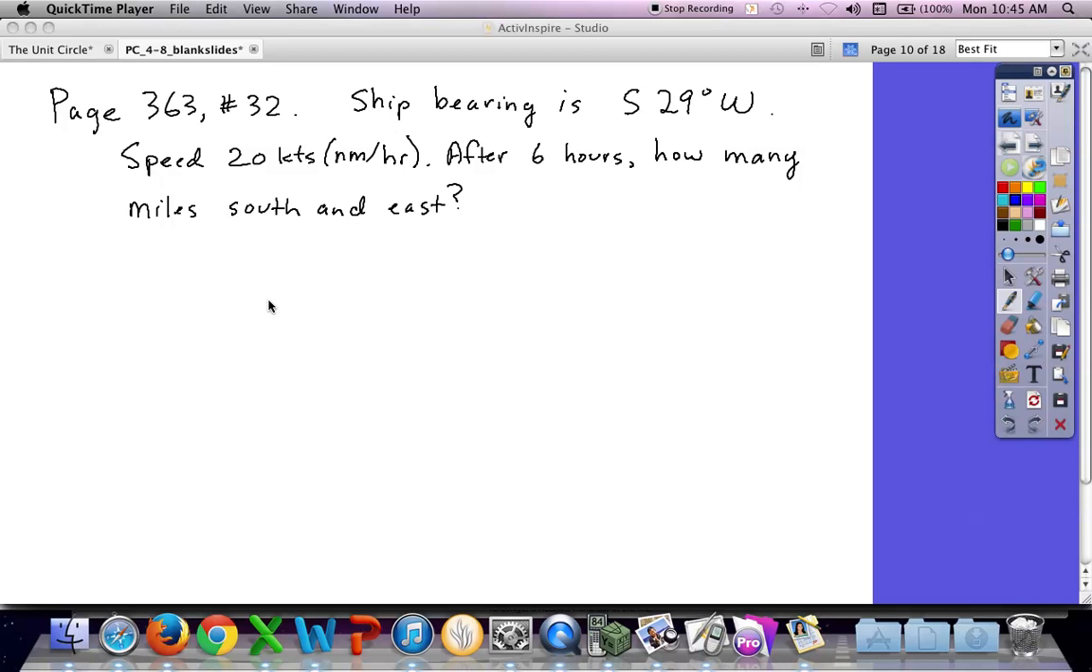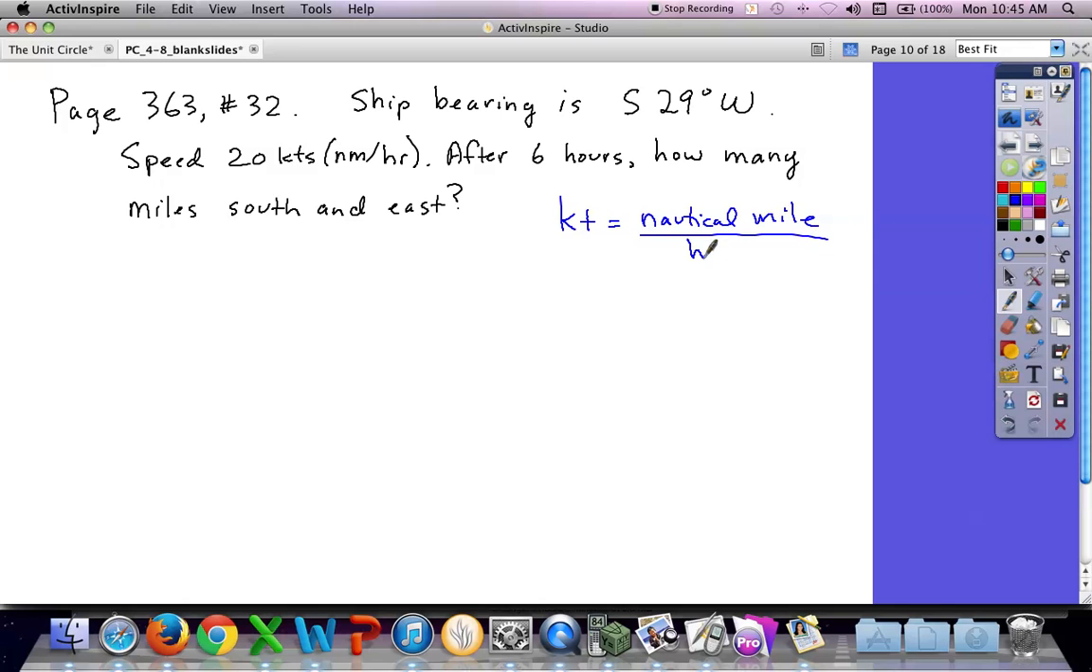So the first thing is they've introduced some terminology here, which you may not be familiar with. Knots, you know what a knot is? It is a nautical mile per hour. A nautical mile is a little bit longer than the miles that we use, which are called statute miles. It's 1.15.